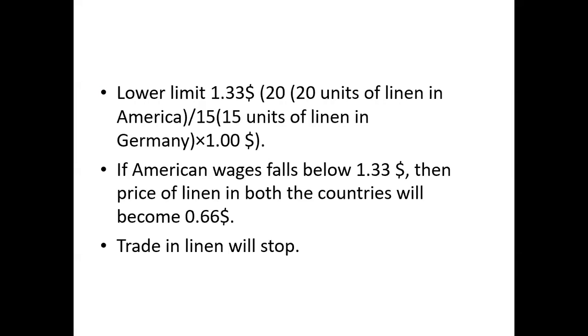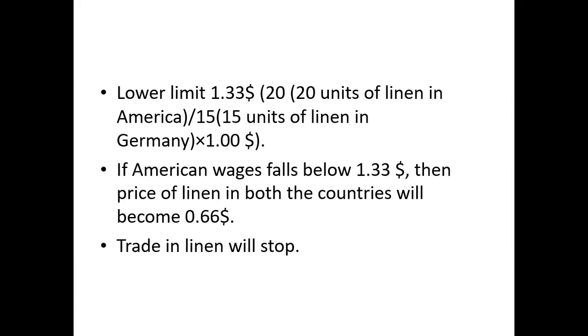Similarly, the daily wage in America cannot fall below $1.33. Therefore, the lower limit is $1.33. It cannot be less than 4/3 of the German wage. This lower limit is fixed by the American real cost advantage in the production of linen, which is 4:3.